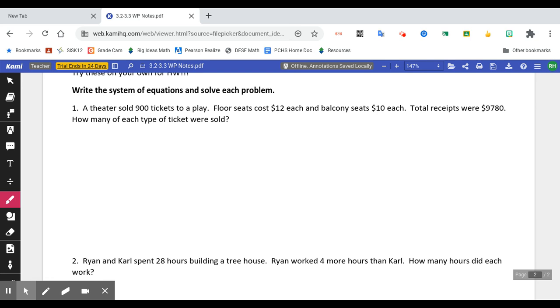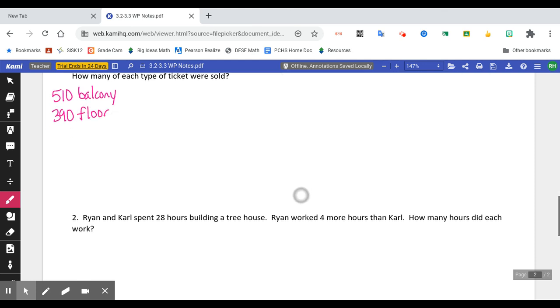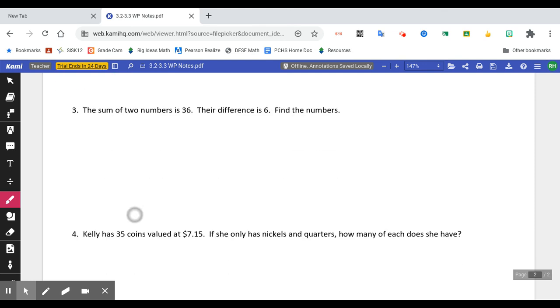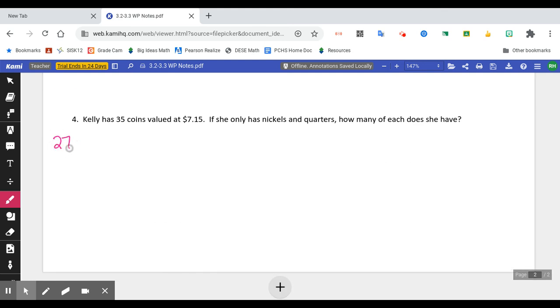So what I'm going to do for this homework section is you guys are going to do these next 4. I'm going to go ahead and give you the answers, but you have to show all the work to get there. But this way you can kind of see if you did it correctly without me doing it for you, okay? So there's your first one. Your second one is Carl worked 12 hours and Ryan worked 16. Your third one is 21 and 15. And the last one is 27 quarters and 8 nickels.